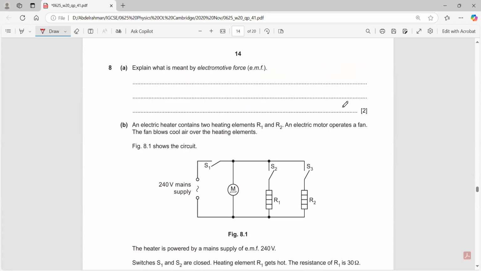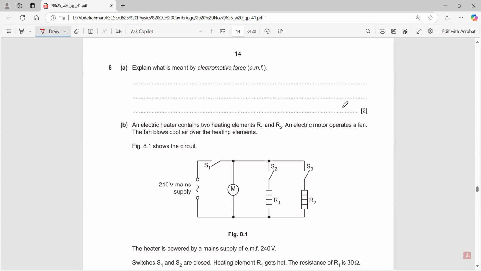Explain what is meant by electromotive force. Electromotive force has an old definition and a newer definition. Should I write down the old definition or the newer definition? Please write down the newer definition. Why? Because you need to memorize the definitions.